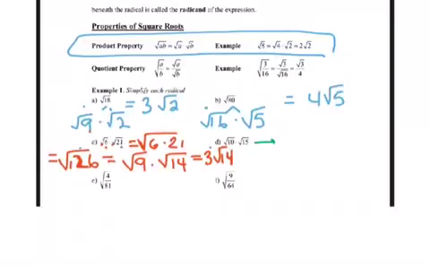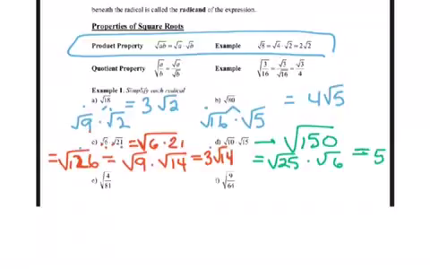Okay, if I do the same thing for D, I get the square root of 150, which is divisible by 25, so I have the square root of 25 times the square root of 6, 6 being something that is not simplifiable, so I get 5 times the square root of 6.